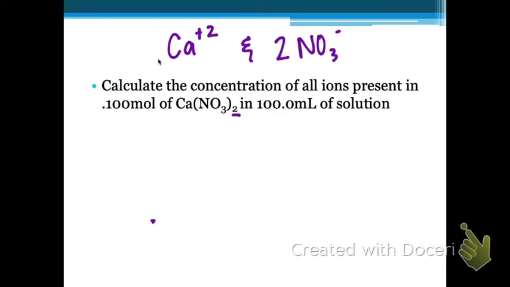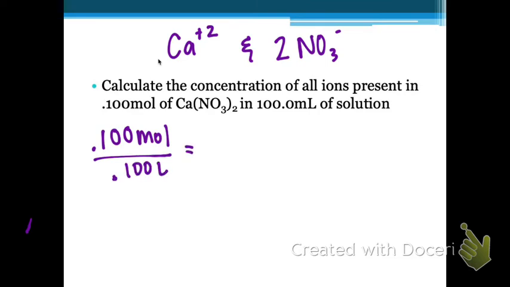Okay, so let's look at calculating here. The first thing I want to do is find the concentration of the whole system. And I do that by just taking 0.1 mole divided by 0.1 liter, right? And that gives me a concentration of 1 molar. Okay, and this would be for our whole system. Okay, so my full compound has a concentration of 1 molar.